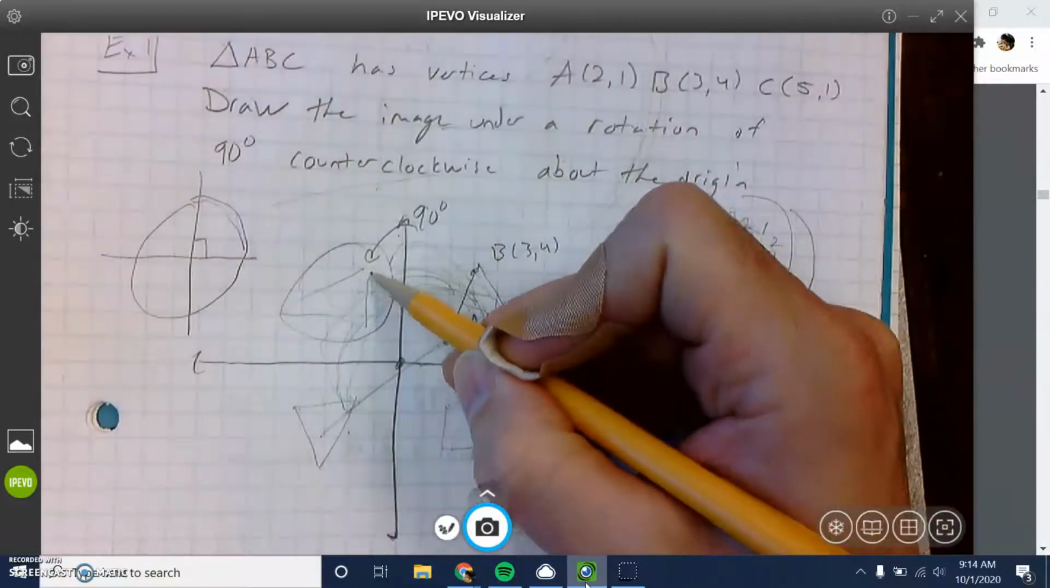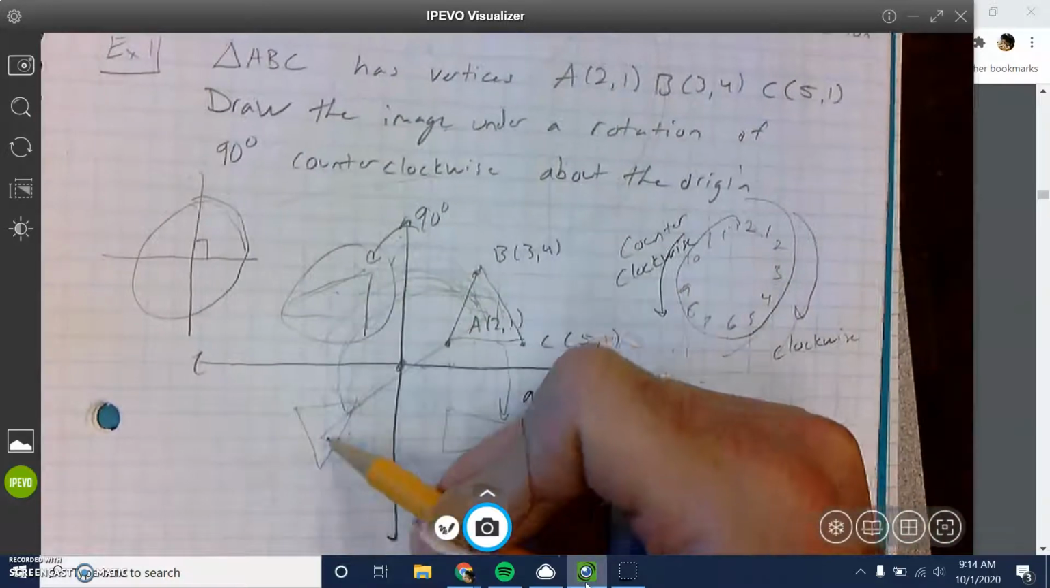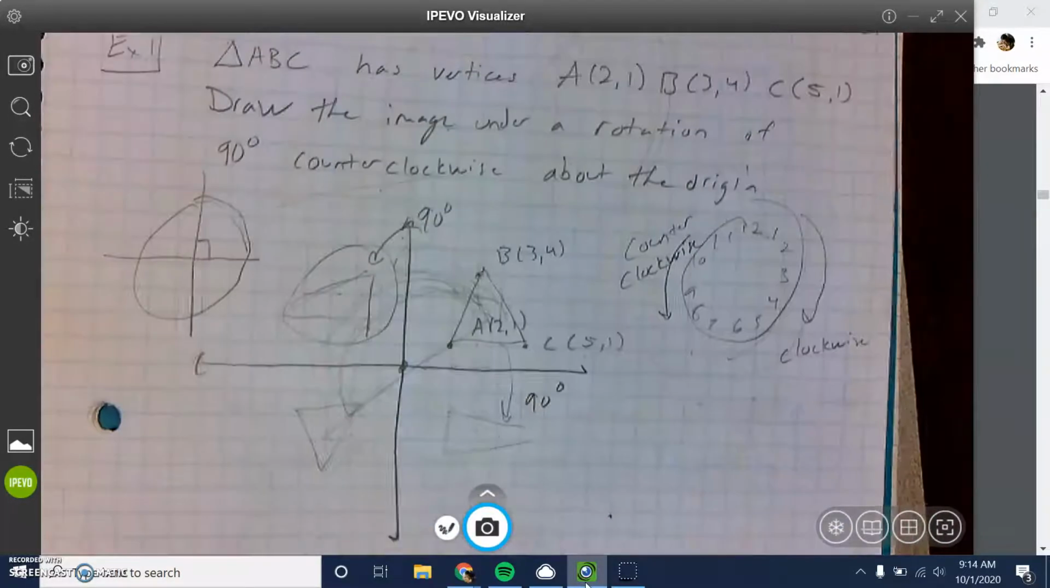So how do you make it look like this? It's going to look like this. So now I know where it is. It's not going to be this picture or this picture. It's going to be this picture here. Okay. So this is what we do.